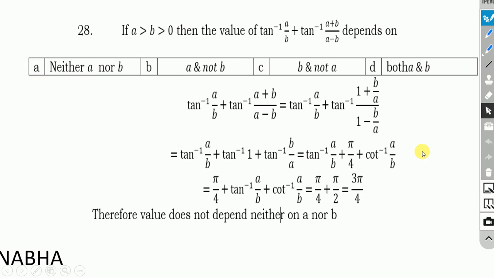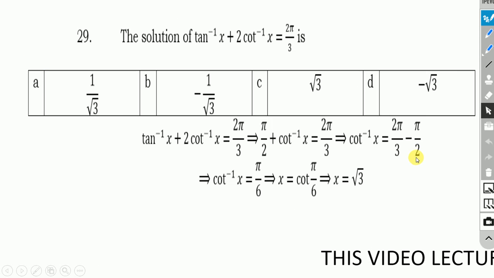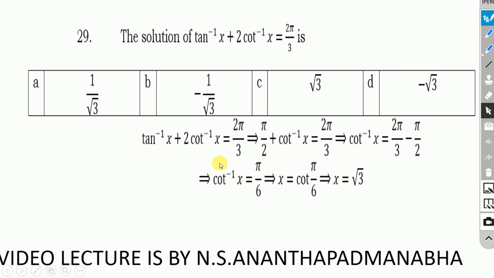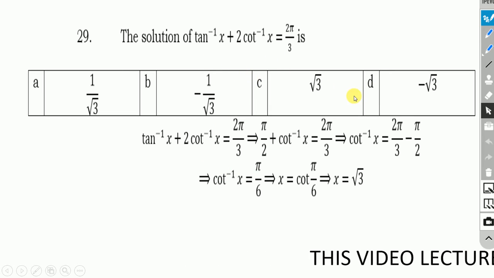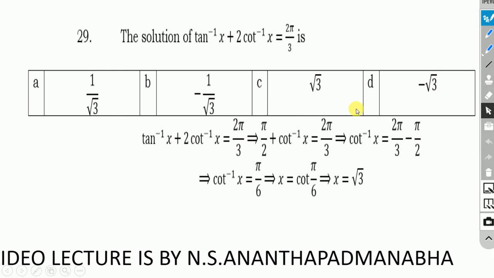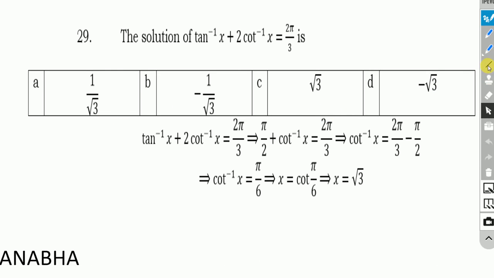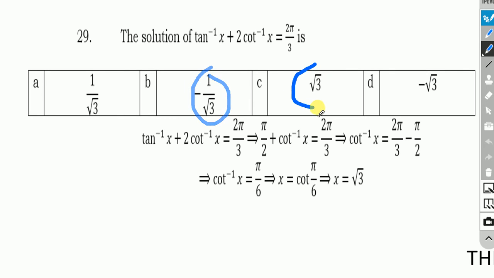The solution of tan inverse x plus 2 cot inverse x is equal to 2 pi by 3 is: option A is 1 by root 3, option B is minus 1 by root 3, option C is root 3, and option D is minus root 3. Tan inverse x plus 2 cot inverse x is equal to 2 pi by 3 is given.